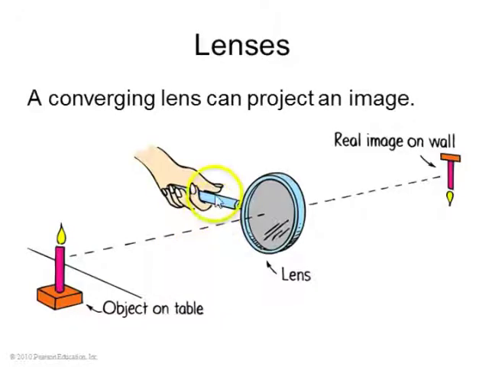So a converging lens can form what's called a real image. Here's an object and light is spreading out in all these different directions. When it hits this converging lens, all those rays can be focused inwards to form a real image on the wall.